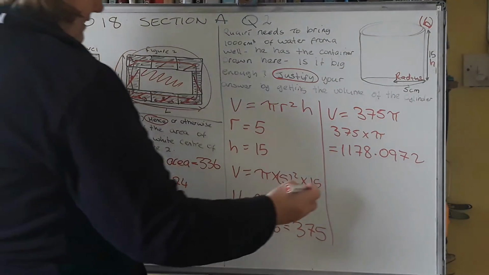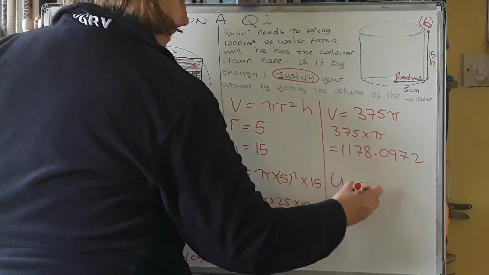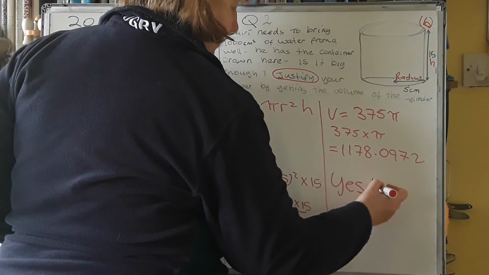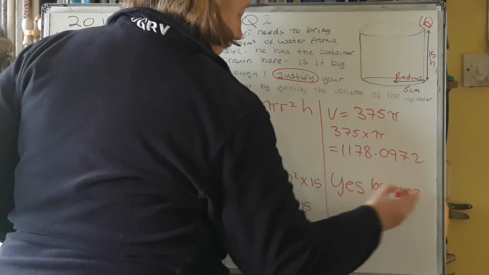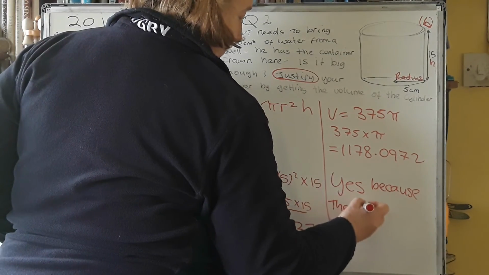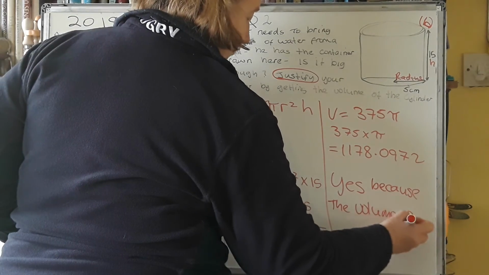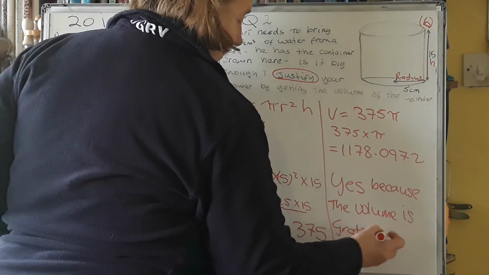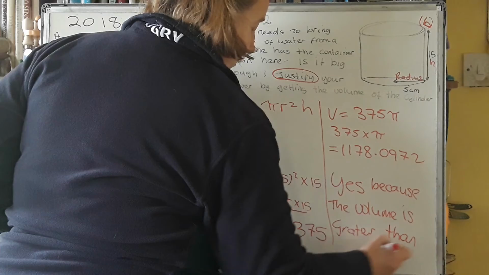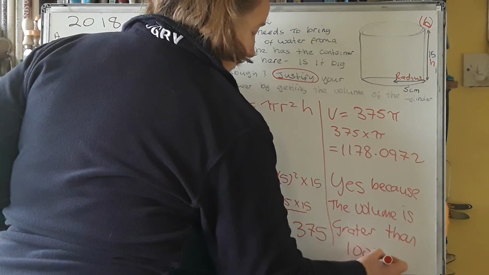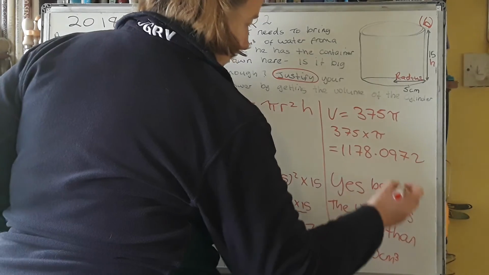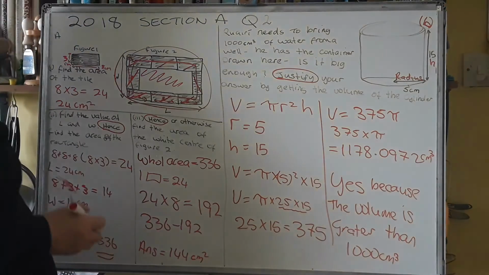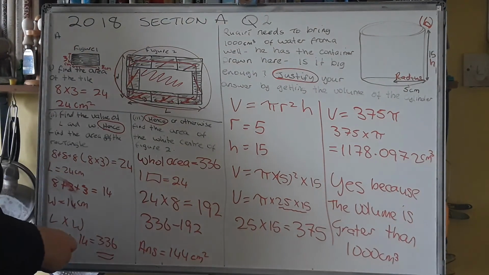So your answer is yes, this will do, because the volume is greater than 1000 cm cubed. That's 1000 cm cubed. Okay, and that is how you do question 2.